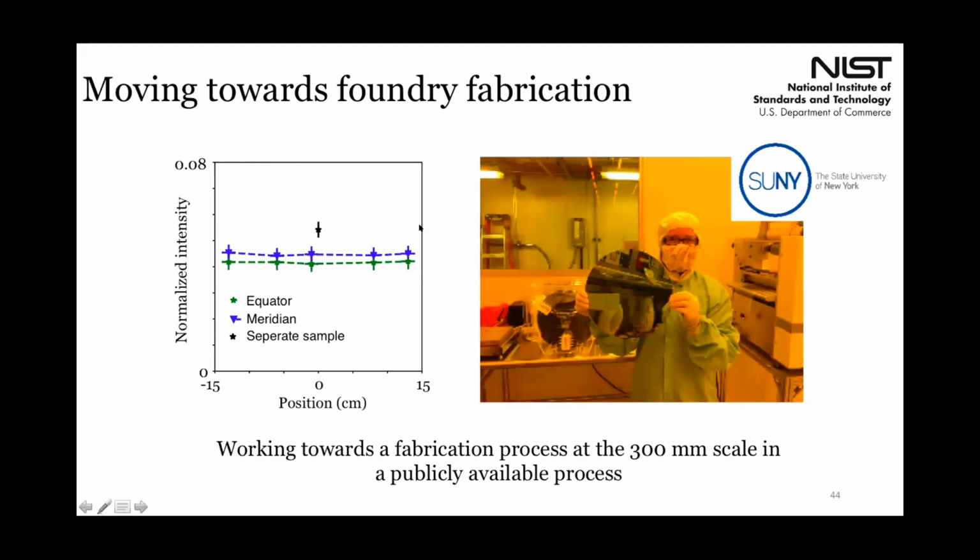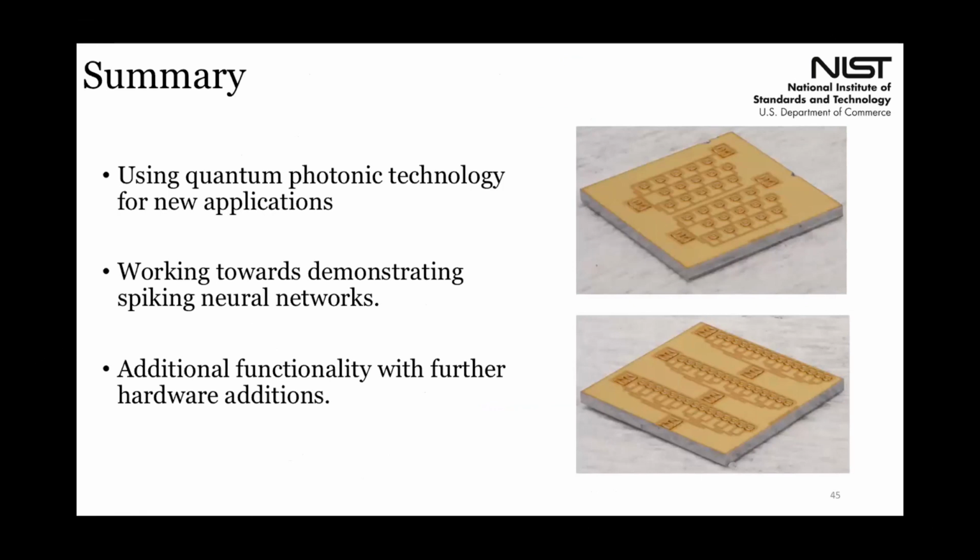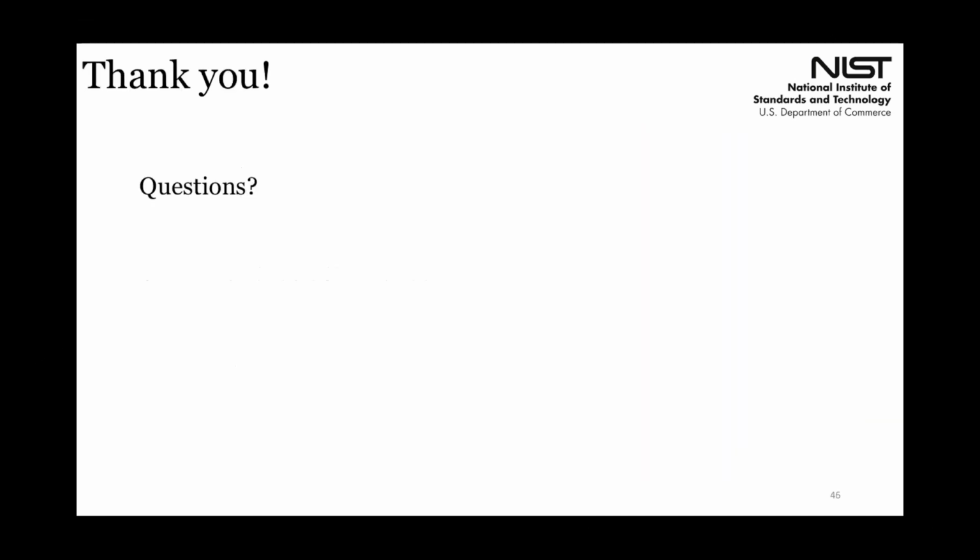Finally, we're moving towards fabrication at a larger scale, which you really need to do if you want to build large-scale systems. So this is some data in collaboration with SUNY Poly, where they implanted W centers in a 300 millimeter wafer, and we saw pretty good cross-wafer uniformity. So with that, just to summarize, this is a new application for technology developed for quantum photonics. We're working towards demonstrating networks, and there's additional functionality we can demonstrate if we can add new hardware additions that I don't have time to talk about. And thank you for your attention.